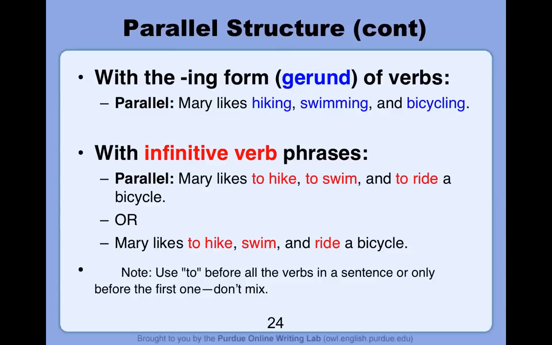The second version, we only need the word to once. Note the note at the bottom. Use to before all of the verbs in a sentence or only before the first one. Don't mix. So if you have Mary likes to hike, swim, and to ride a bicycle, that is incorrect.